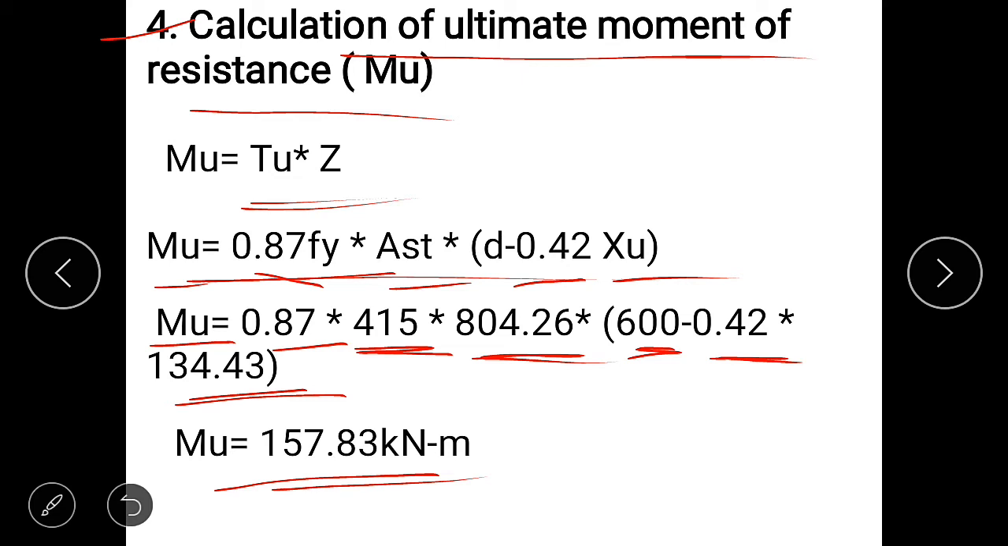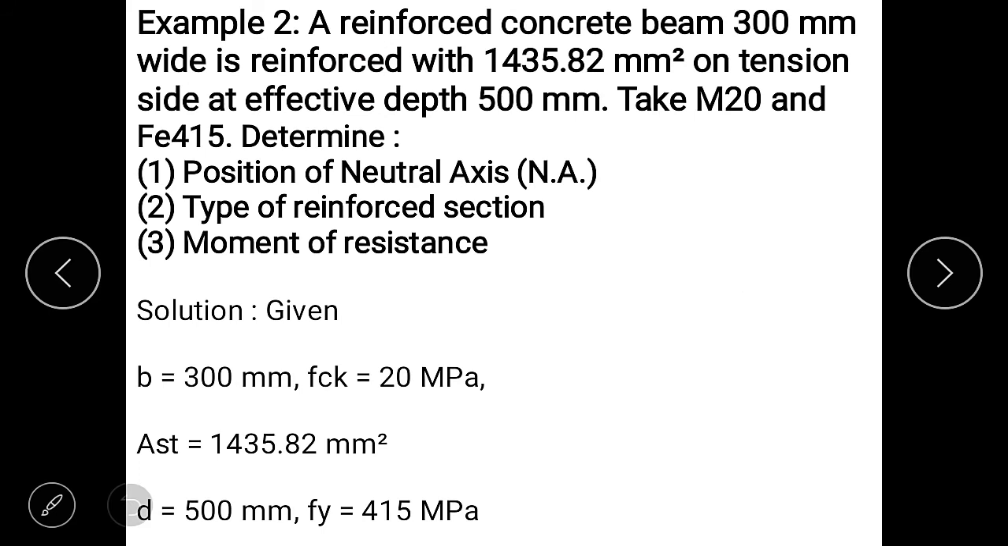So while solving any example, learn these 4 steps, they are very important. First step, consider whether our section is a balanced, under reinforced or over reinforced section. Calculate that first. After that, compare these, to decide which category our section falls in, and after that calculate the moment resistance. These are the 4 steps to find moment resistance. Okay, so we start another example here.